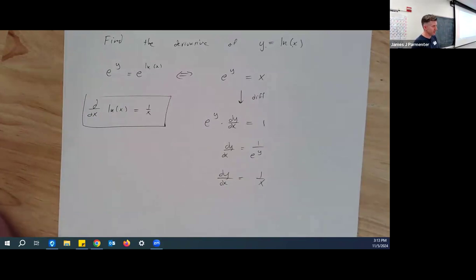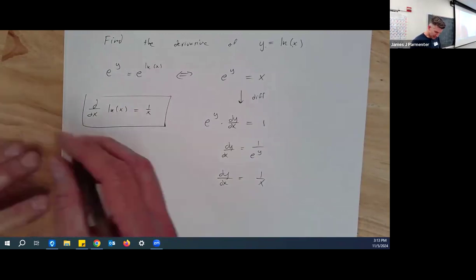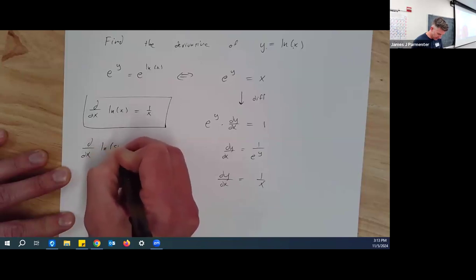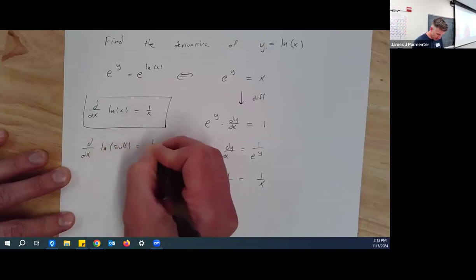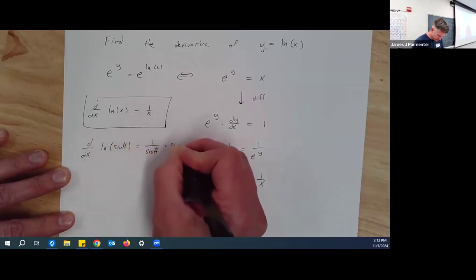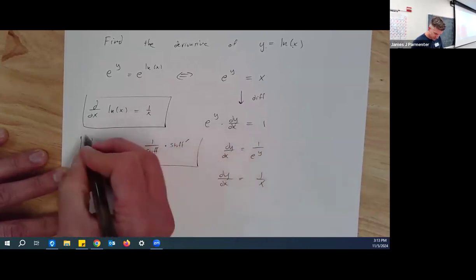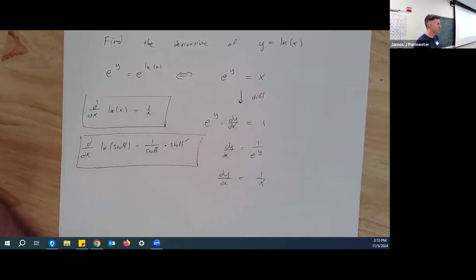And then immediately, now that we know a new derivative rule, we can automatically be like, hey, we also know there's a chain rule version of it. If the derivative of the natural log of x is 1 over x, then it's also true that the derivative of the natural log of some stuff is going to be 1 over the stuff times the derivative of the stuff. Always.